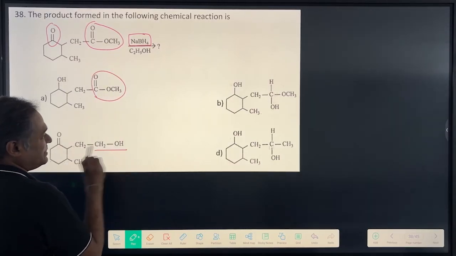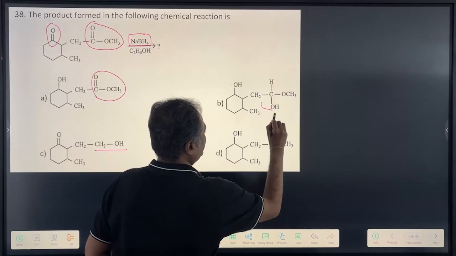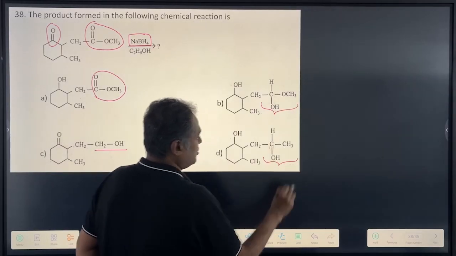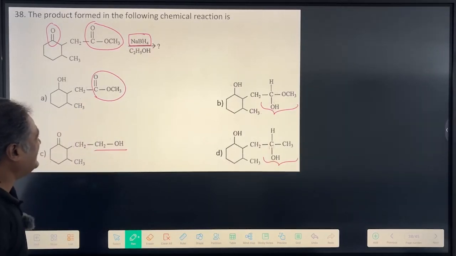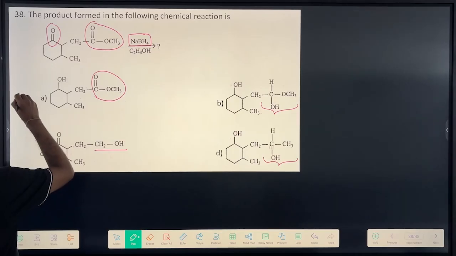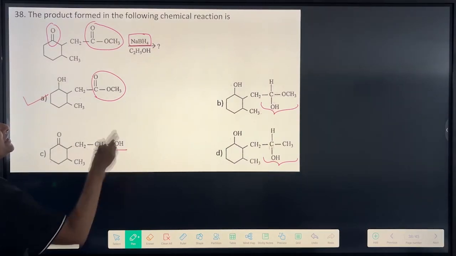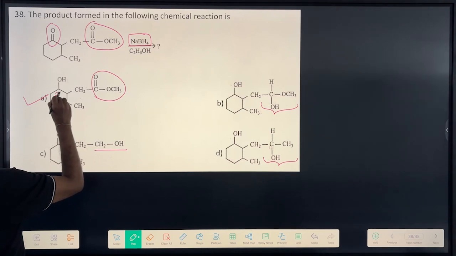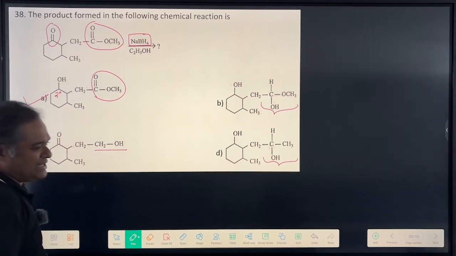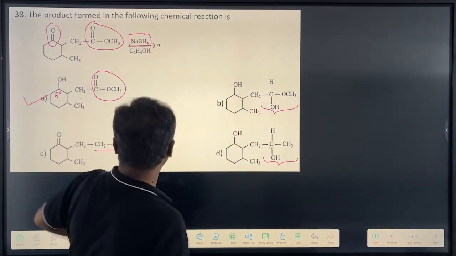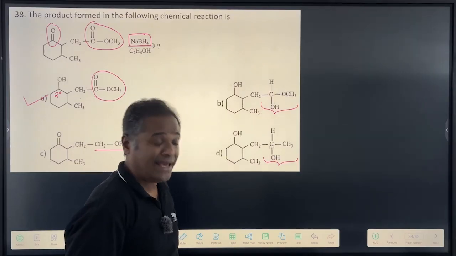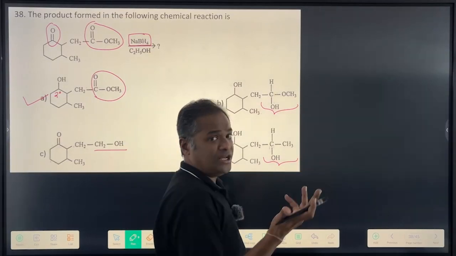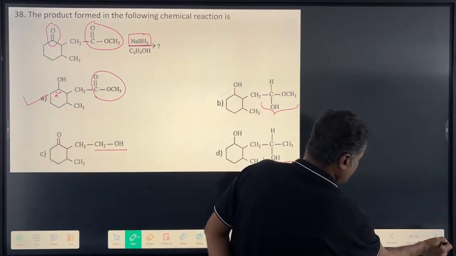So if you see here, the ester group remains the same, whereas in this case it has been modified. So very clearly it indicates that your correct answer has to be A. And not only this, sodium borohydride converts your ketone to a secondary alcohol. So the correct answer key for this MCQ is option A. I hope this is clear. Let's proceed with the next question, child.